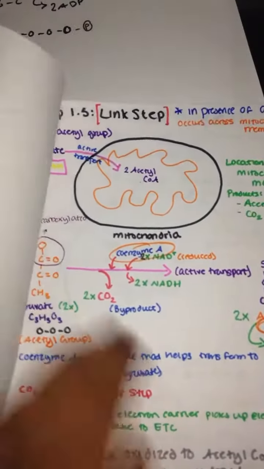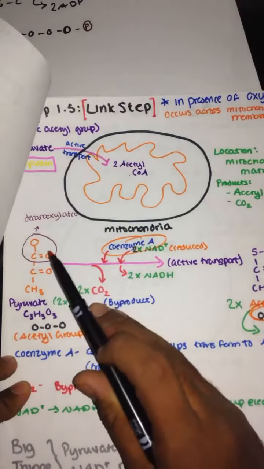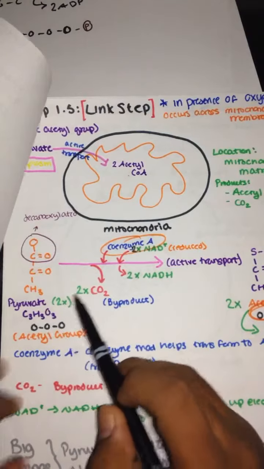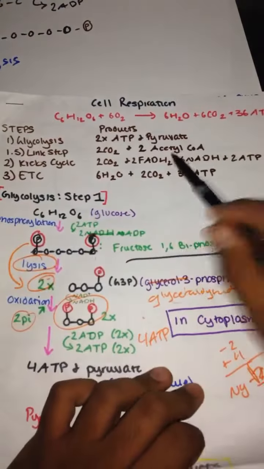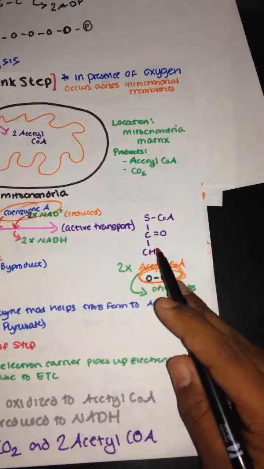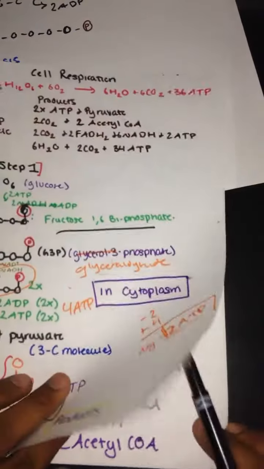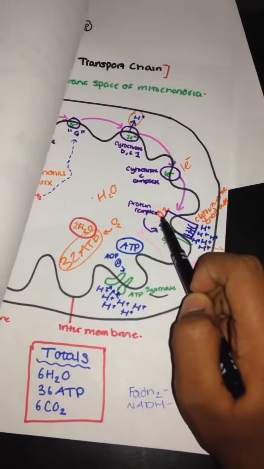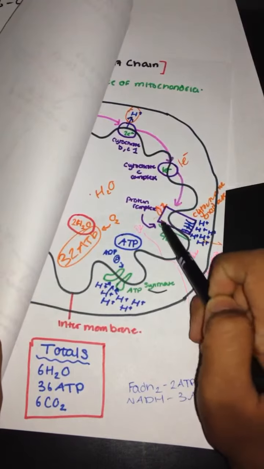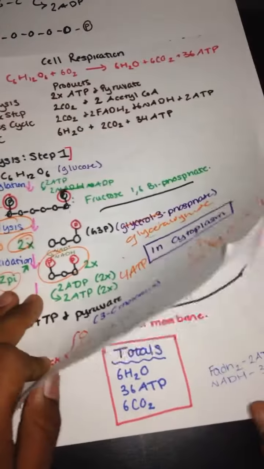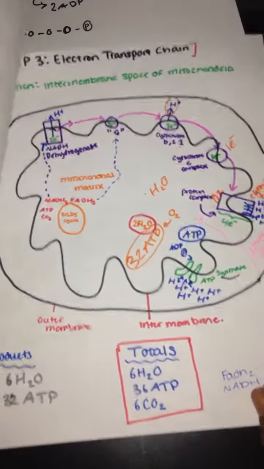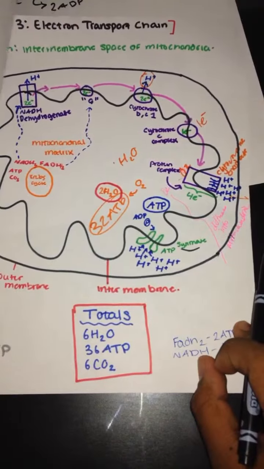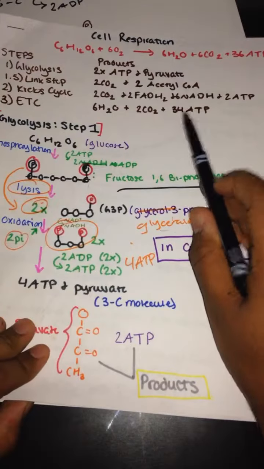In the link step, which I actually skipped, you're going to produce 2 CO2 through the decarboxylation of this carboxyl group, 2 of them, because there's 2 pyruvates, and you're going to produce 2 acetyl-CoAs with the help of coenzyme A. And through the electron transport chain, you're going to produce 6 water molecules because of this step right here, where the O2s bind to the electrons and the hydrogen ions and produce H2O. And you're going to produce 32 ATP. This says 34.